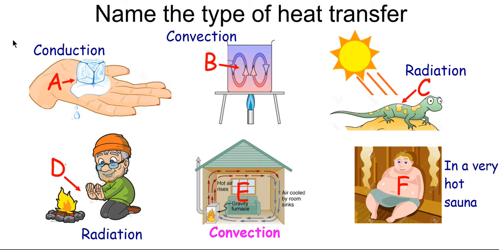Here we have another classic example of movement of material around, don't we? The air is moving, so that's convection. Now here it's a little complex, a little confusing. I'll just say, what's warming him up? It's causing his body to warm. What's doing it? Well, it's contact with the very hot air in a sauna, isn't it? Again, we have contact. That's conduction. Okay.